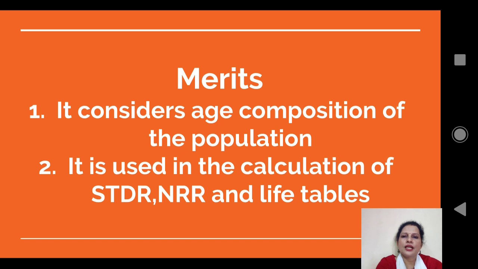The merits of ASDR are, the first one, it considers age composition of the population. We can find death rate in a different age. It is used in the calculation of STDR, that we will be discussing later. NRR, we learnt already about NRR. While finding NRR, we are making use of survival ratio, which is nothing but 1 minus mortality ratio. Mortality ratio is nothing but age-specific death rates and life tables. We'll be discussing life tables in another video.